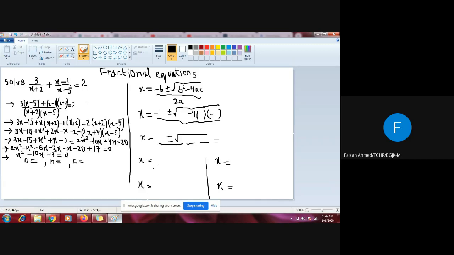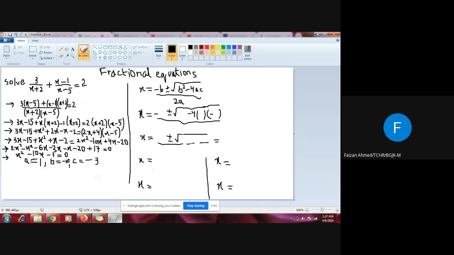And this fractional equation has become a quadratic equation now, and I am not going for the factorization method or the completing square method. I am going for the most common method, that is the quadratic formula method. And I just have to identify the values. The value of a is 1, the value of b is minus 10, and the value of c is minus 3.